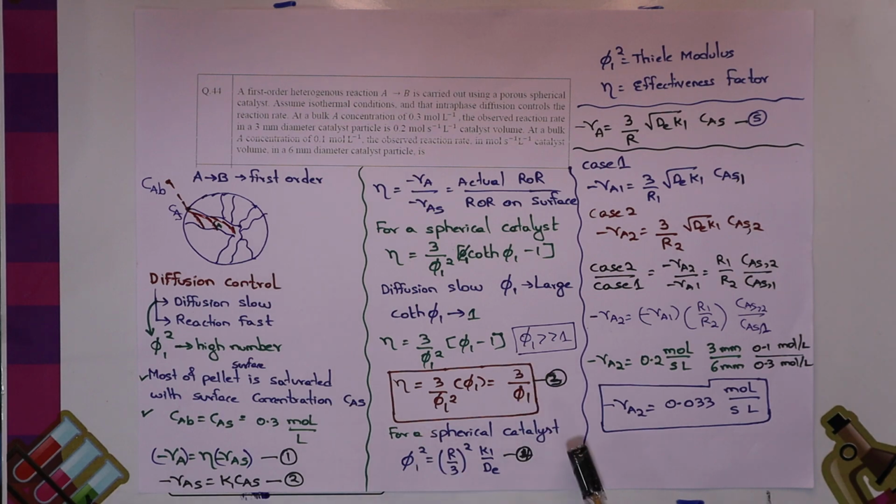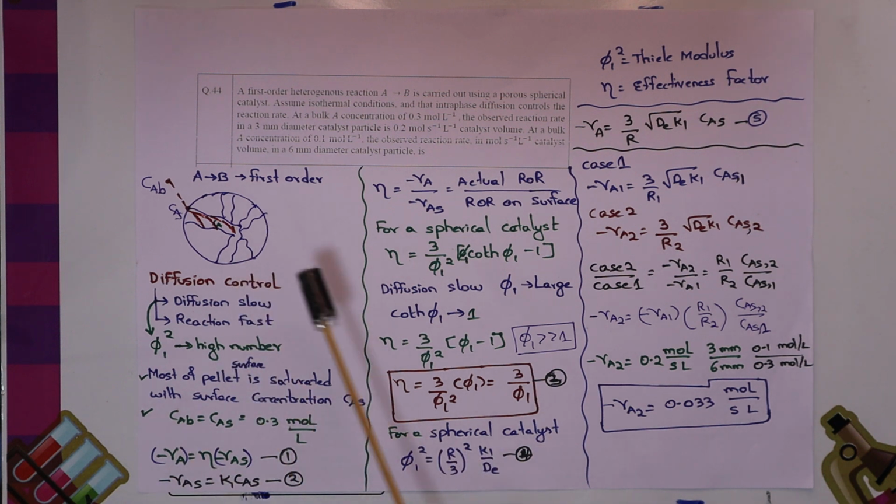For a spherical catalyst, Thiele modulus can be defined in this way. Thiele modulus is R by 3 square K1 by dE. K1 is the reaction rate constant, dE is effective diffusivity, and R is the radius of the pellet. If you know all these numbers, you can calculate the Thiele modulus.